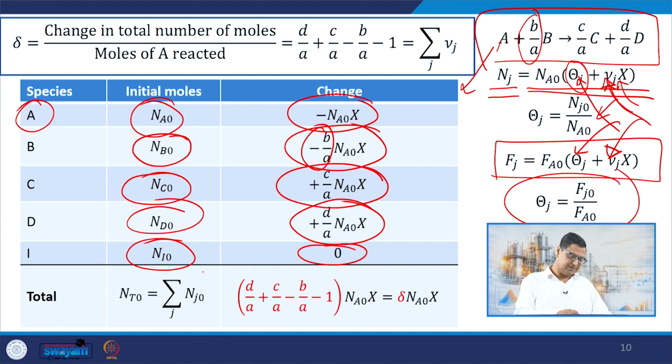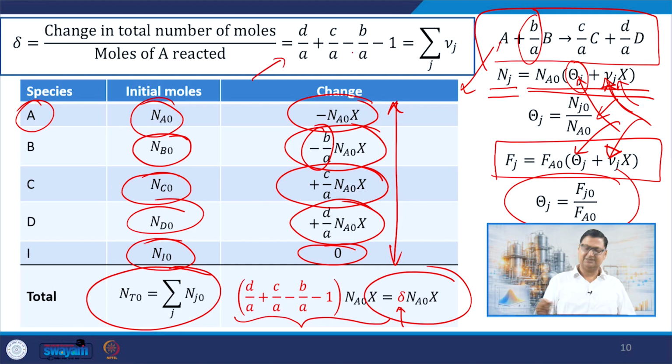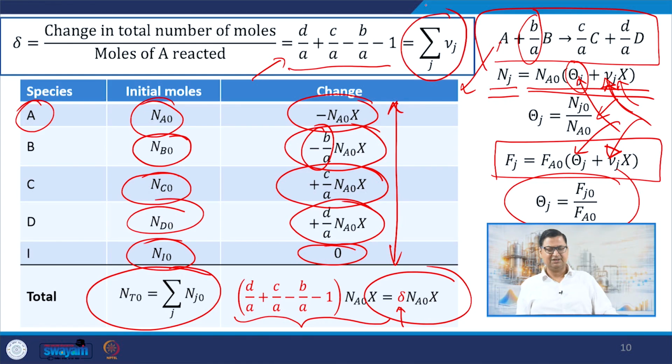So now we can write the total number of moles by summing over the number of moles of every species. And if I look at the total change that has happened in the number of moles, I can sum up all of this and express the change as some variable delta, that is in this case defined as d by a plus c by a minus b by a minus 1, but in general it is simply the sum over the stoichiometric coefficients, which is positive for the products and negative for the reactants.